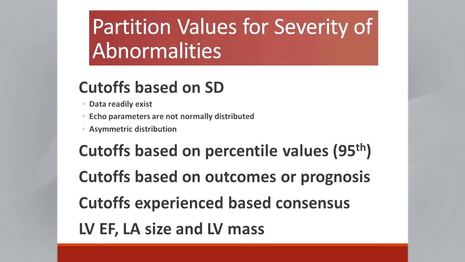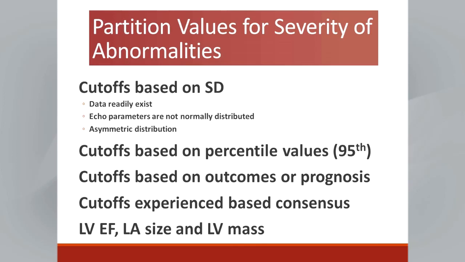Another way of getting these cutoff values would be to use percentile values. For example, the 95% or 99th percentile values of measurements obtained from a population that includes both healthy people and those with disease. Although these data would still not be normally distributed, they would account for the asymmetric distribution in the range of abnormality present within a normal population.